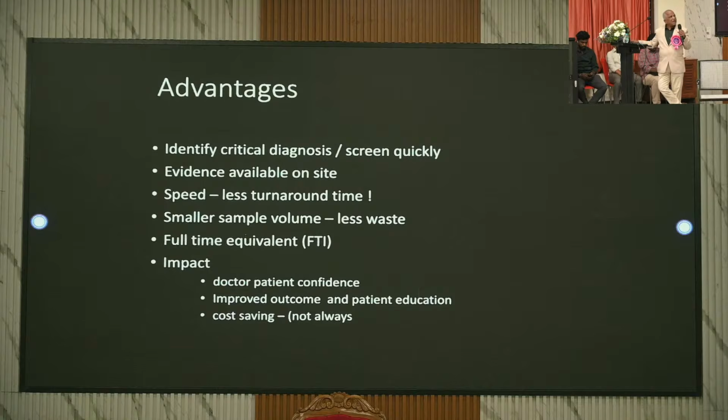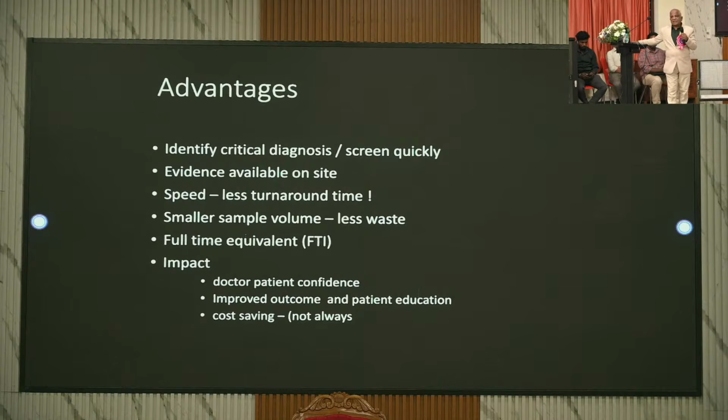Advantages: identify critical diagnosis. Say a patient comes in the season of dengue fever, if in the OP you can do a simple card test, say whether it is dengue NS1 positive or IgM positive, immediately you have a clue that an epidemic is going on. The patient comes from a family where another person is affected. So it's very simple. These things are advantageous.